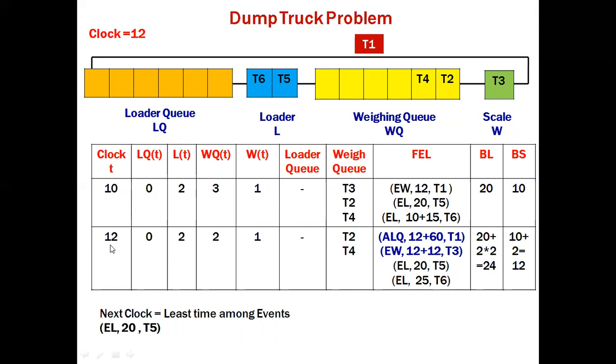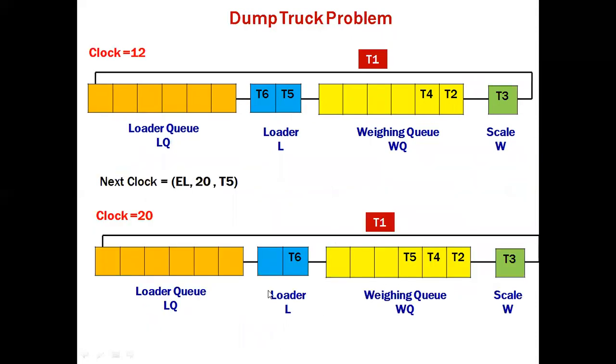So between 10 and 12, is the loader busy? Yes. So the previous value 20 plus 12 minus 10, that is 2, 2 into 2. Similarly, busy server 10, previous value plus 12 minus 10 is 2. So that is 12. So the next clock will be, out of this, 20 is the least. So this procedure keeps on going.